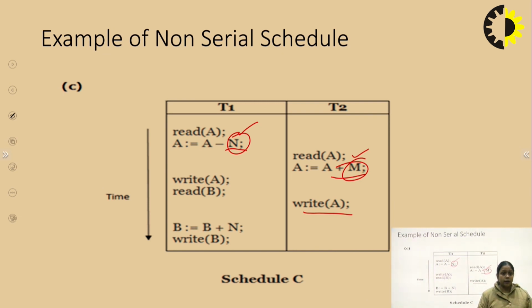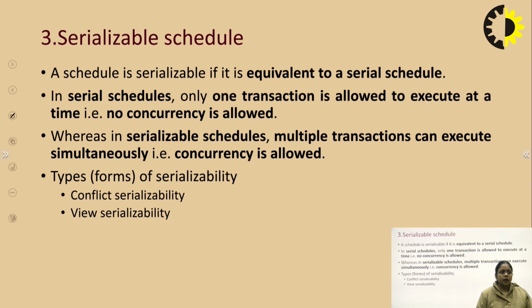This is known as serializability. We have to check that all non-serial schedules are serializable schedules. Now the question is, what is the meaning of a serializable schedule? If we change the sequence of the instructions and can get a serial schedule from a non-serial schedule, then it is known as a serializable schedule. A schedule is serializable if it is equivalent to a serial schedule. We can convert a non-serial schedule into a serial schedule with the help of non-interfering instructions.